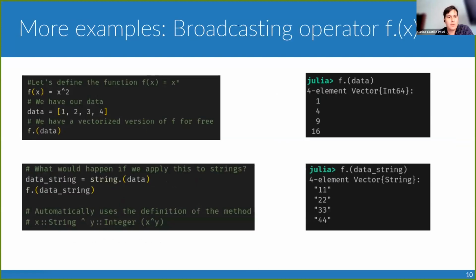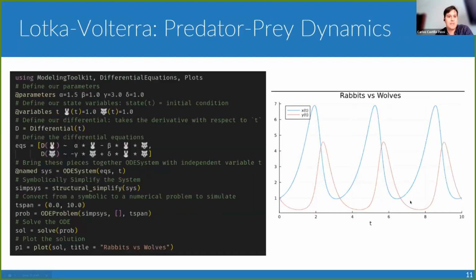We'll go quickly through this, but for example, if you have a function that is just x squared, and you put in numbers and you broadcast this, you will get the square for each one. But if you do the same with a string, instead of calling the square method for integers, you will be calling the square method of strings. So that's why you have a number repeated here. You are concatenating or repeating the string. And you also have emoji support, so you can do cool stuff like this.